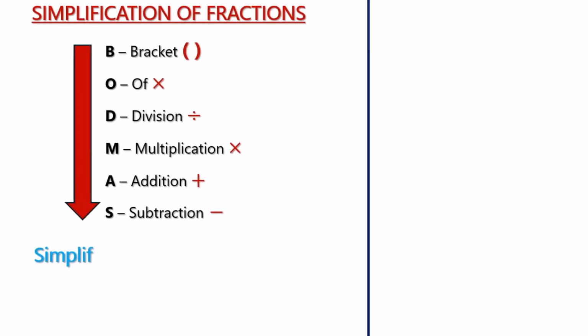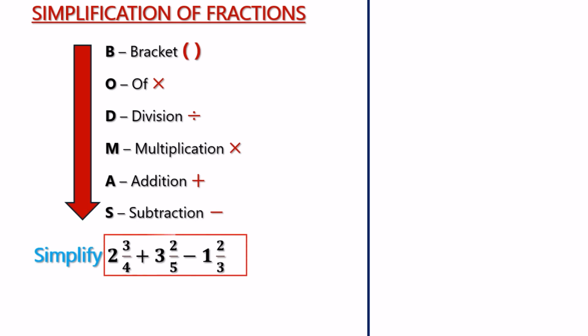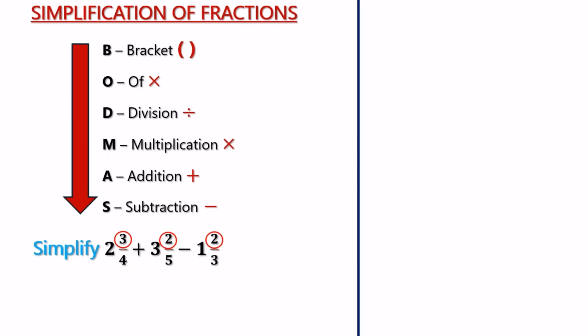If you are asked to simplify 2 whole number 3 over 4 plus 3 whole number 2 over 5 minus 1 whole number 2 over 3. The first step is to convert the mixed numbers to improper fractions. So to do this, we multiply the whole number parts by the denominator and add the numerator.